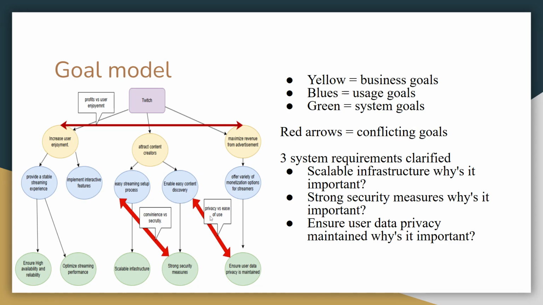And over here, we have privacy versus easy use, for enabling easy content discovery and ensuring user data is maintained. Twitch needs to remain within the confines of the law. They don't want to break the law, otherwise they're going to have to pay a massive lawsuit, and also they're going to lose the trust of their users, which is very difficult to win back. So we need to make sure that we do all of those things.